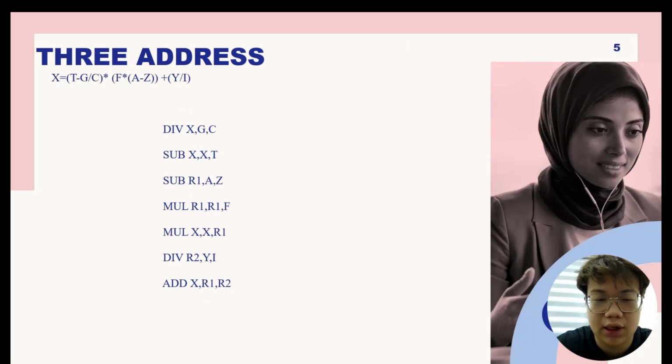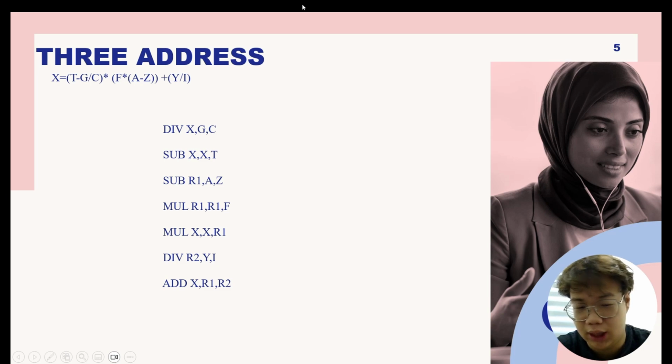This is three address. We separate it into three parts, that is X, R1, and R2. Firstly, we divide the X part G and C. Then we subtract T. After that, we go to R1 part. We subtract A and Z. Then multiply F. After completing X and R1, we multiply them. Now we go to R2. We divide Y and I. Lastly, add them together, then we get the X.